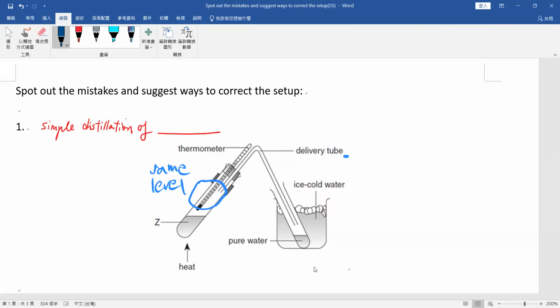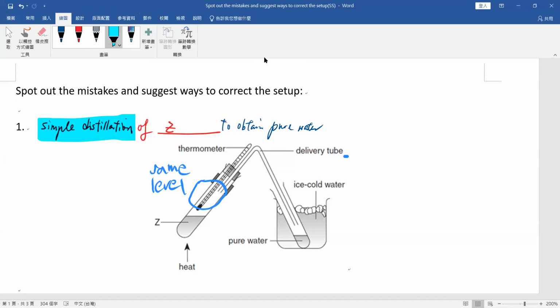Okay, so it depends. To start with the term simple distillation: of what, or to obtain something, right? To obtain pure water, for example. So remember, the name simple distillation is just a method, while the chemical should follow. You have to tell me the chemical.